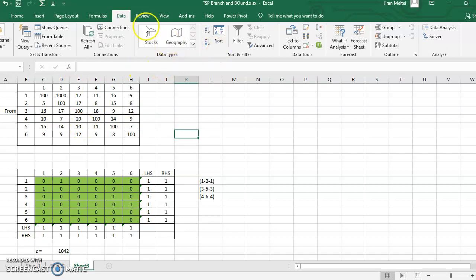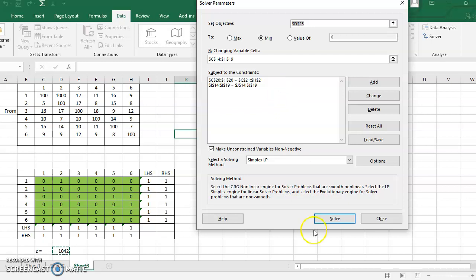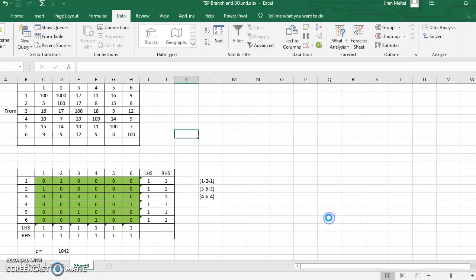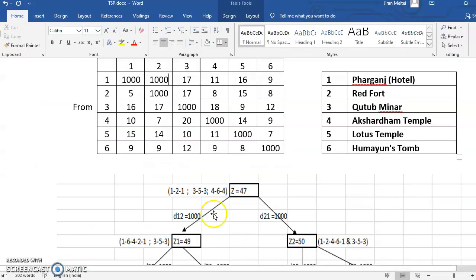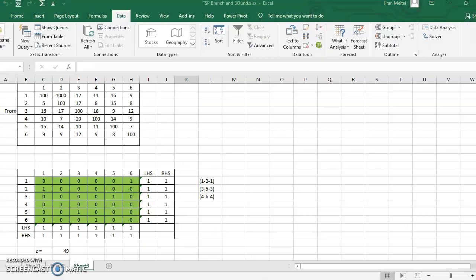Now let's go to the solver again and solve it. Everything is pre-filled, so I just have to click solve. Now it's 49. See, the solver found a solution. The constraints and optimality conditions are satisfied. I think it's 49 over here. 49, yeah. The route taken by the salesman in this case.